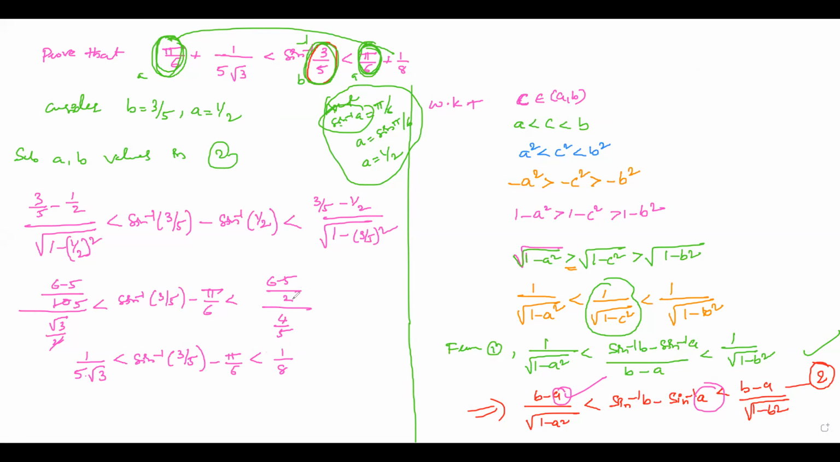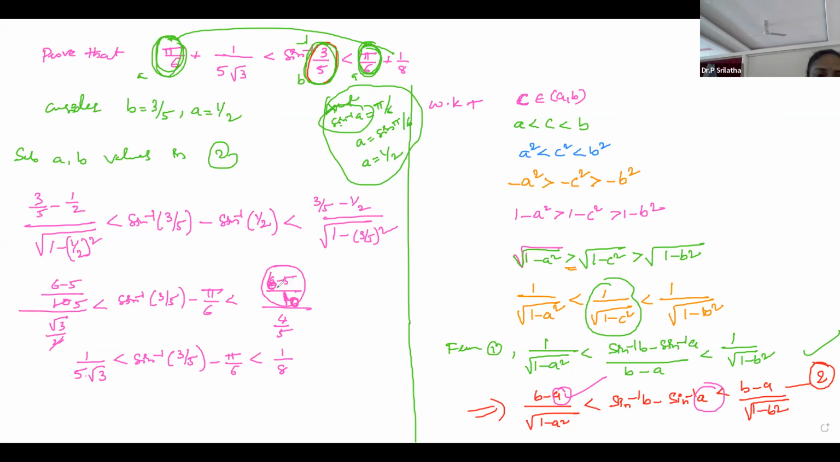Madam, actually 6 minus 5 by 10. Minus 5 by 10, ma'am. This is 6 minus 5 by 10. Okay, very good, very good. This is 6 minus 5 by 10, not 2. Okay, so this is 2. 4 into 2, 8. That's why that is 1 by 8.